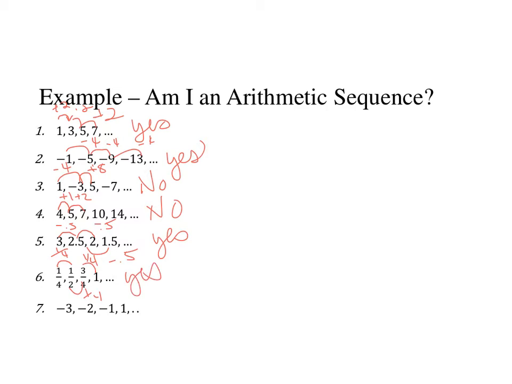Now look here, I am adding 1, and right here I have to have added 2. The first time the pattern changes means it's not an arithmetic sequence. So an arithmetic sequence is a pattern of numbers where you're constantly adding or subtracting the same amount to get the next number.